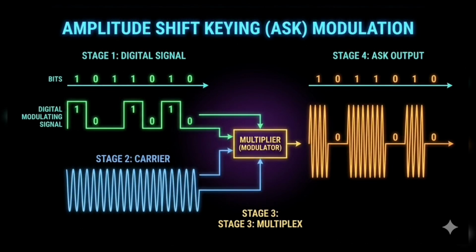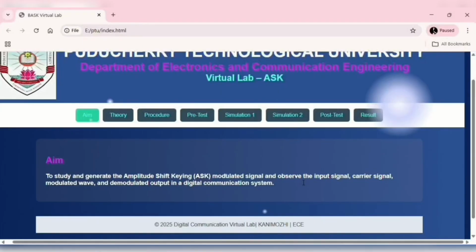In this video, the demonstration of the DC project using the virtual lab for Binary Amplitude Shift Keying, also known as BASK, is demonstrated clearly virtually. This experiment helps us understand the generation and analysis of ASK modulation used in digital communication systems.